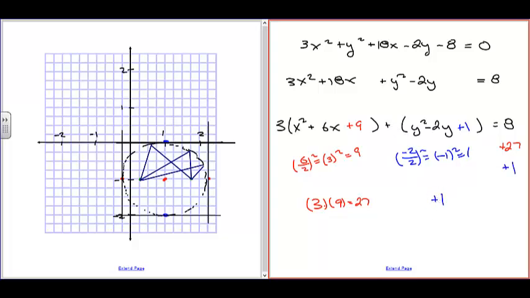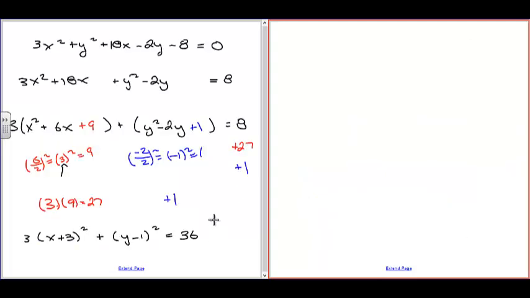So we do that. Now we can rewrite the terms in the parentheses as complete squares, so we get 3 times x plus 3 squared plus y minus 1 squared is equal to 8 plus 27, which is 35, plus 1 is 36. Again, standard form is this whole thing is equal to 1. So we're going to divide both sides by 36.